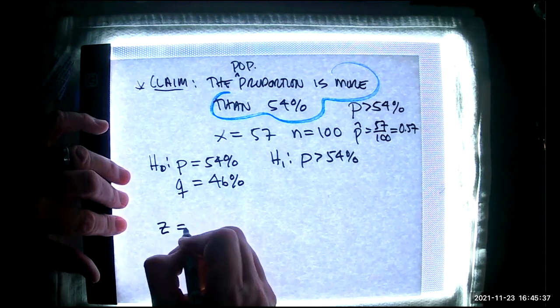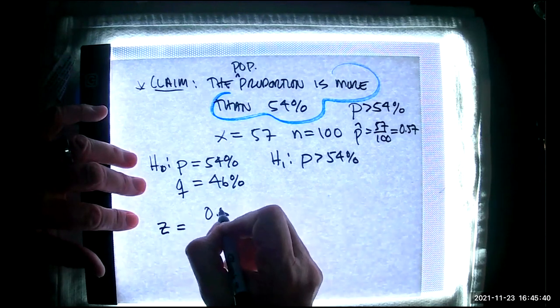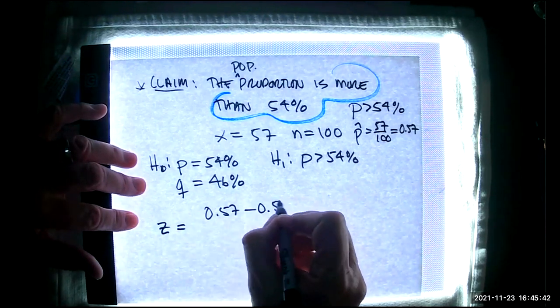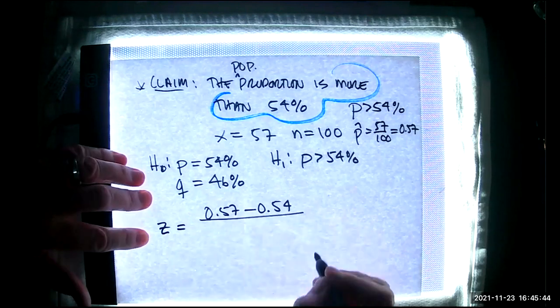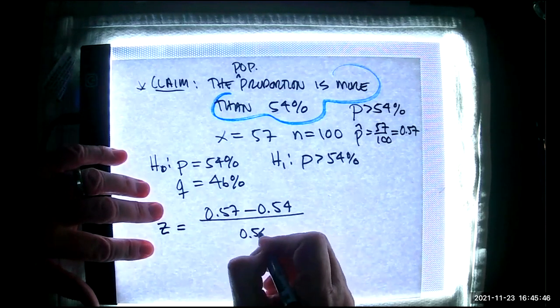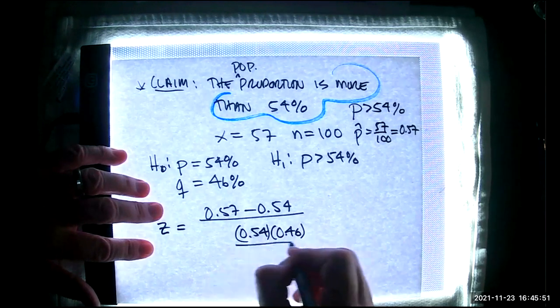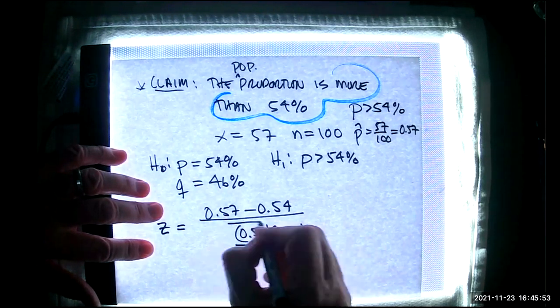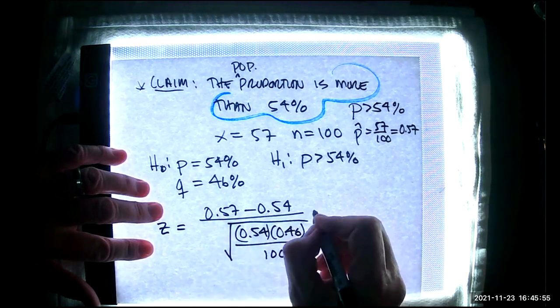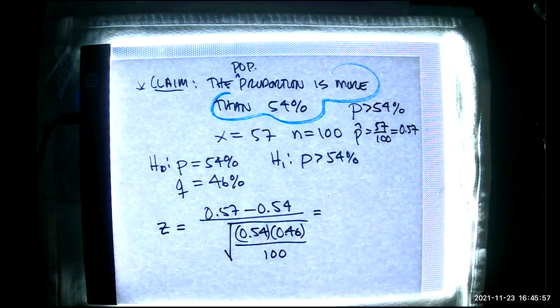My test statistic is P hat 0.57 minus 0.54 divided by 0.54 times 0.46 divided by 100, and that's all within the square root. So that's my test statistic.